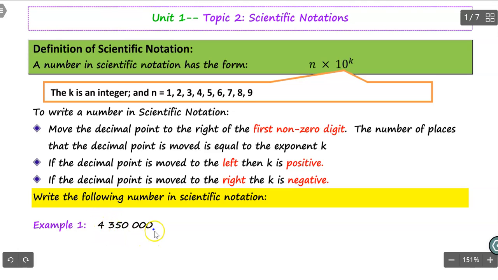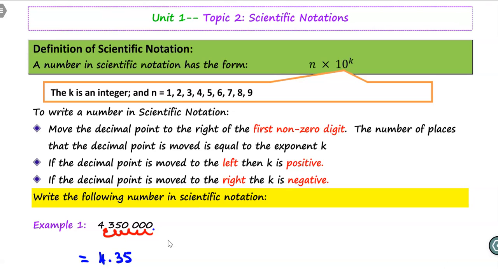So I will count at the same time when I move this. I will write 1, 2, 3, 4, 5, 6. So the decimal point would go right after that number 4. So it will be equal to 4.35. So drop all the trailing zeros. Now you're going to write it as times 10 to the exponent. Times 10 to the exponent is part of the scientific notation, and in this case I moved 6 spaces, so I will write 6. Now the next step is to identify whether this k is positive or negative.